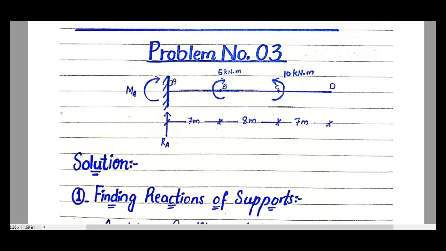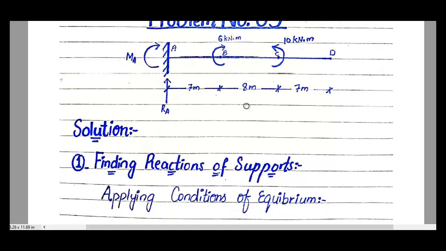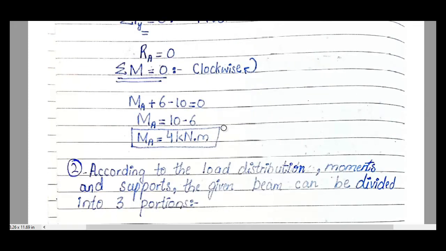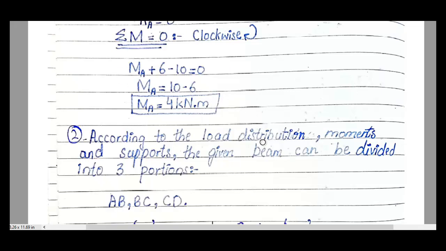In this problem we have a cantilever beam subjected to two point moments or couples of magnitude 6 kilonewton meter and 10 kilonewton meter. Their locations are given. In this case there is no force acting on the beam, only couples are there, so RA will be equal to 0 and there will be only MA. I have gone through the calculations and the reactions RA and MA both seem to be fine.